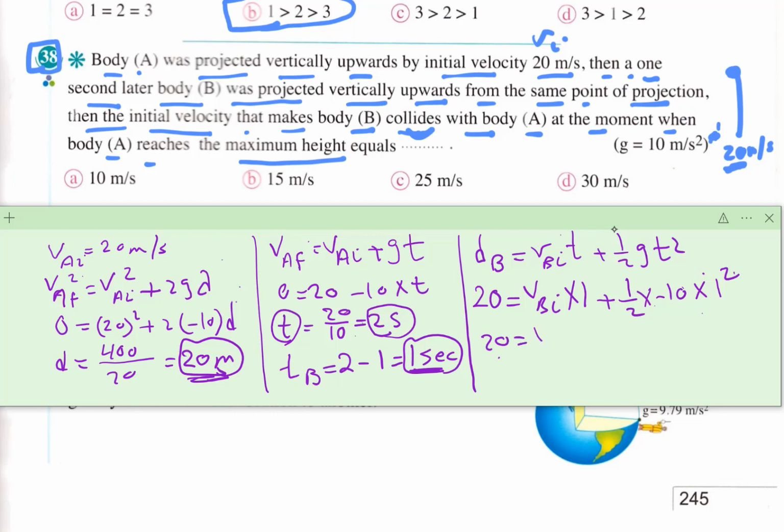So 20 equals VB initial minus 5. So VB initial equals, take the 5 to the opposite side, 25 meters per second. So you must project the second object with 25 meters per second, a speed or velocity larger than the speed of object A. So both will collide, got it? At the maximum height. I hope you got it.